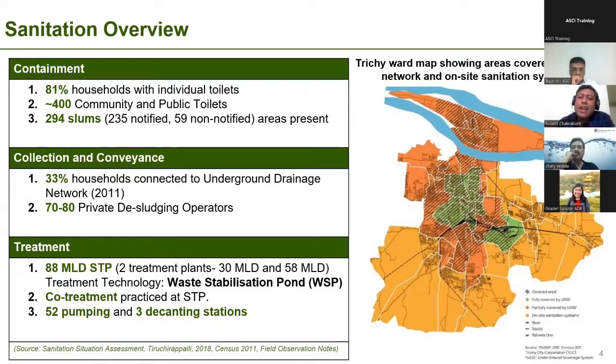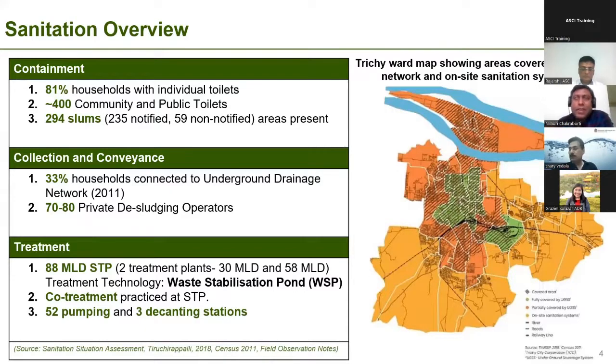On the treatment side, there is an 88 MLD STP, basically a waste stabilization pond, of which currently 58 MLD is operational. The city has been practicing co-treatment for more than a decade, I would say, and there are 52 pumping stations. So this is giving an overview of the Trichy city.